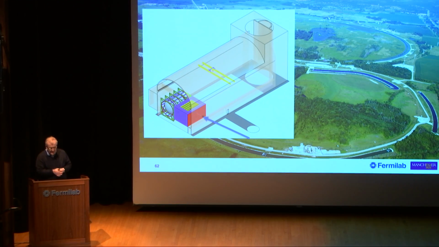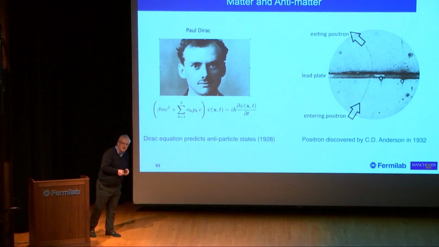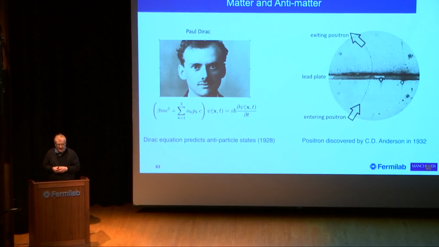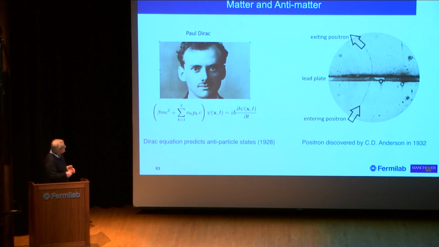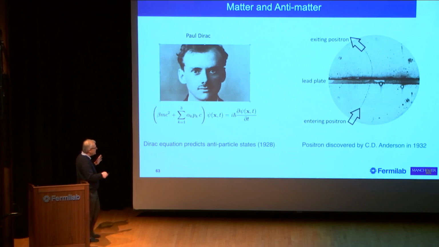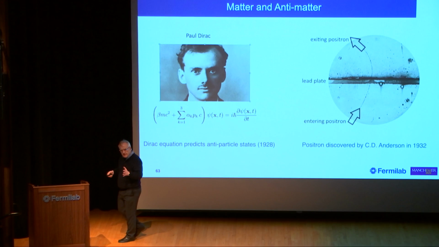So let me use the last few minutes to talk about something else, which is really one of the primary science goals of the experiment, and that is to understand the role of matter and antimatter. Matter and antimatter goes back to Paul Dirac, a British physicist, who wrote this beautiful equation, which you don't have to understand, but it just looks beautiful, and it predicts there are particles and antiparticles.